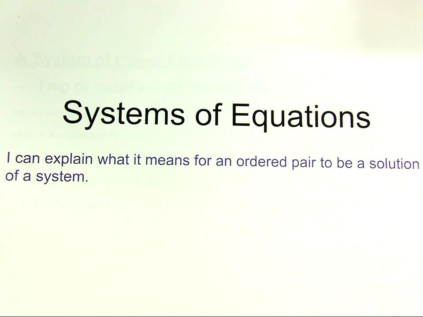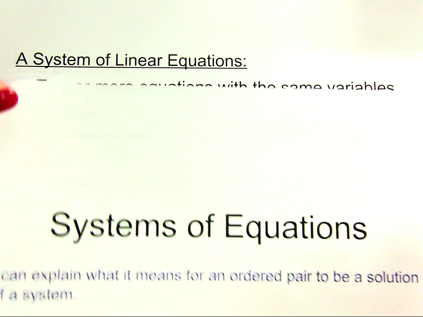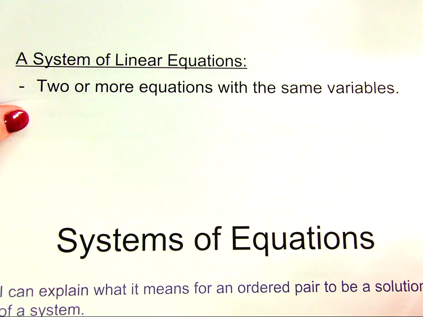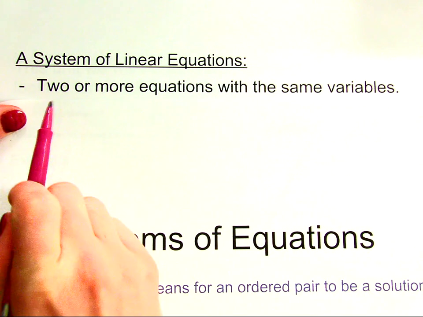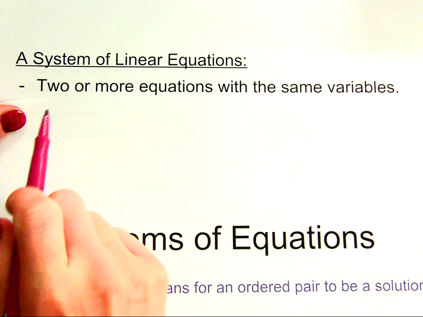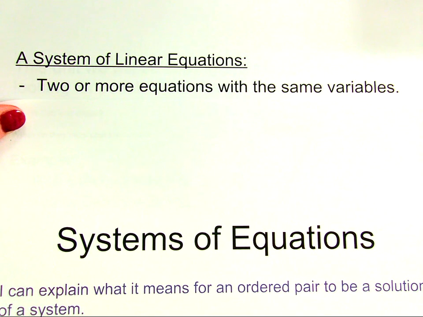All right, systems of equations. So we're going to figure out what a system is, what is a solution to a system, and we're going to start solving systems by graphing. Okay, so a system of linear equations is two or more equations that contain the same variable. In 8th grade, we really focus on systems with just two equations.